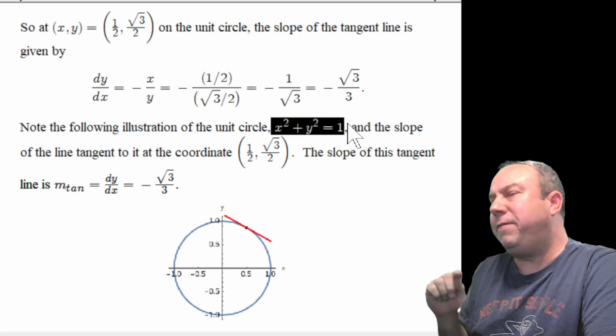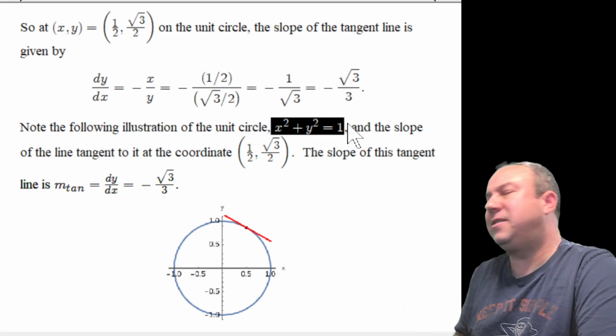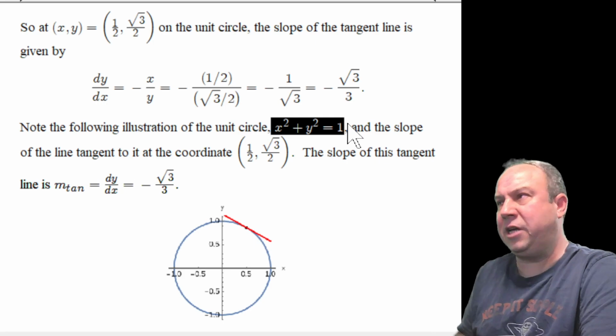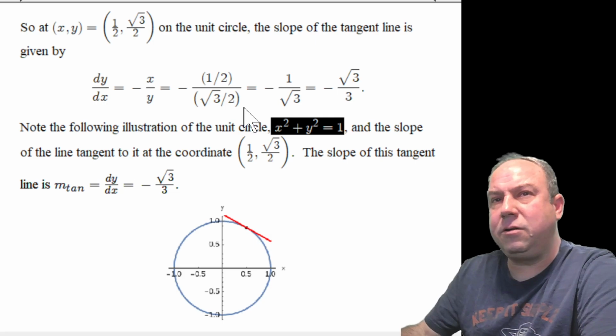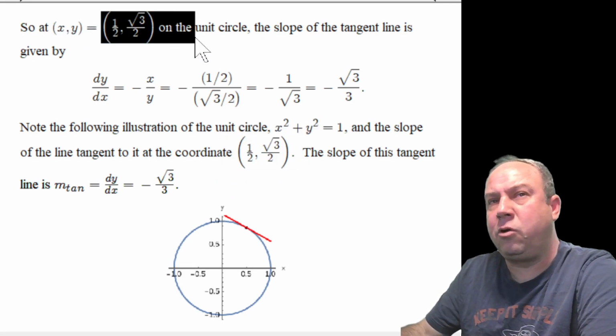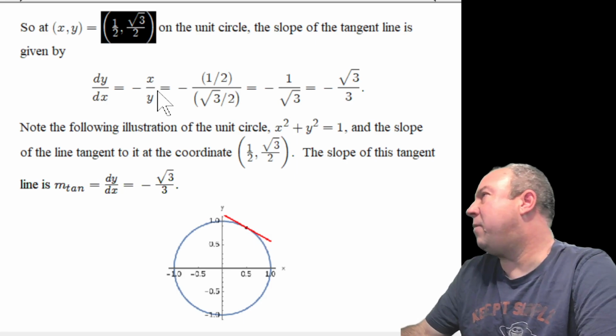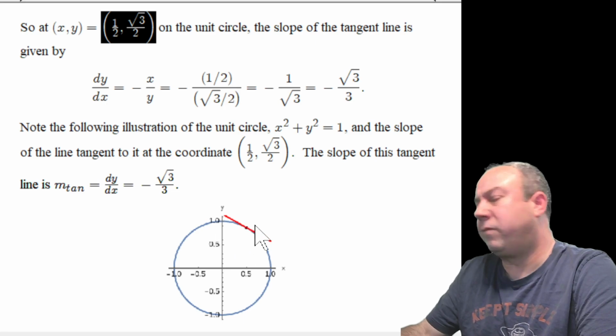But we can still find the slope of the line tangent to the curves on this implicit relationship between x and y. So we can still go to different coordinates on this graph. And here we were just looking at in this example the coordinate 1/2 comma root 3 over 2. That would be this coordinate on our graph at x equal to 1/2, root 3 over 2 for y.